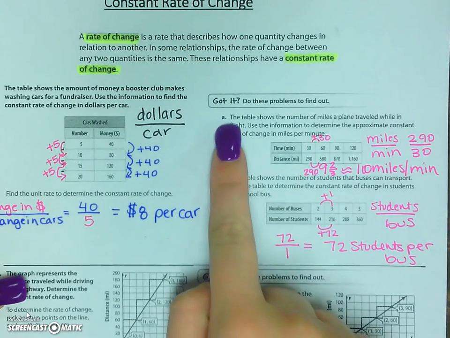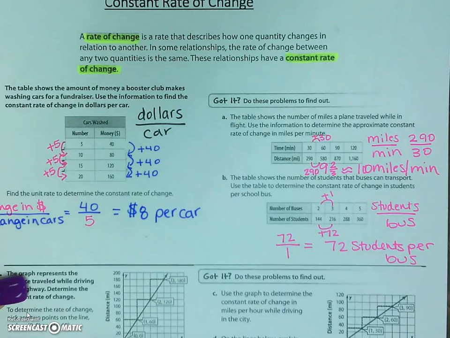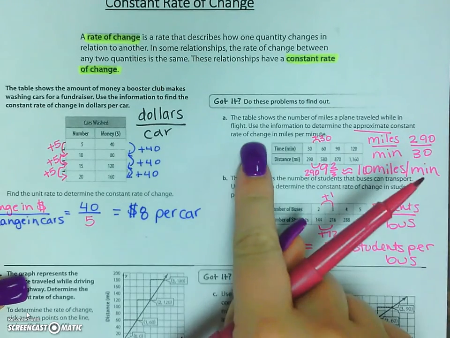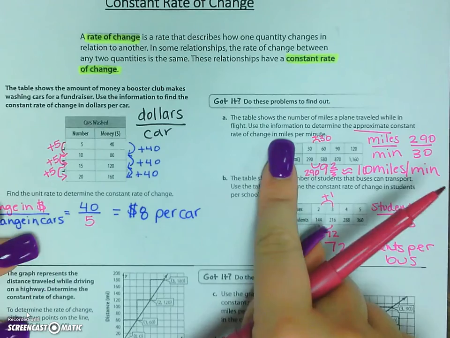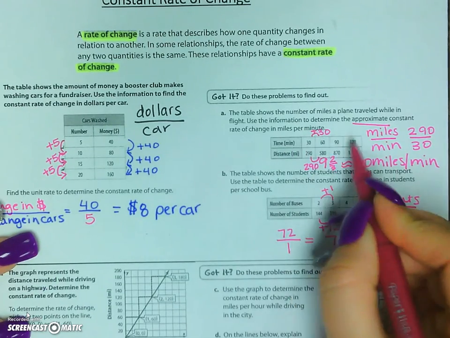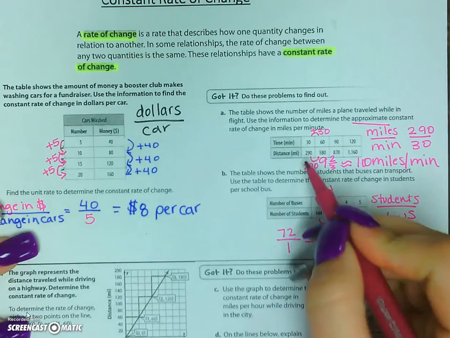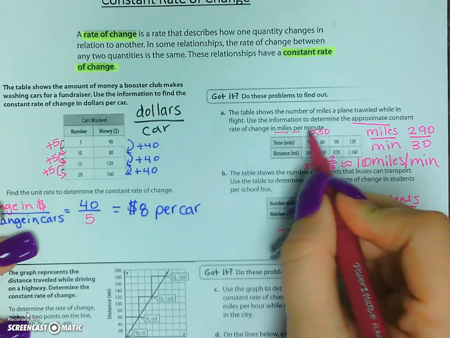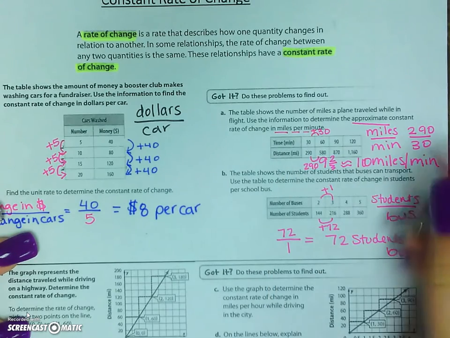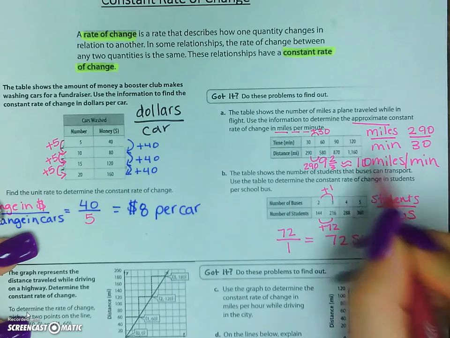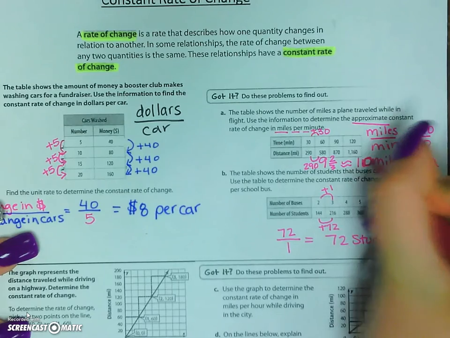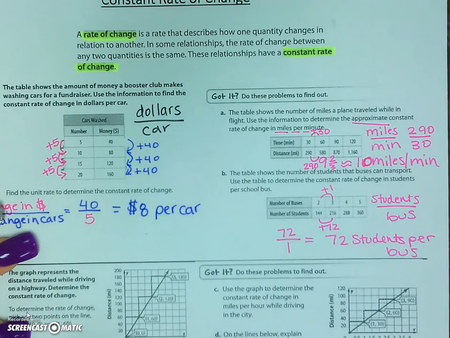So this first one says the table shows the number of miles a plane traveled while in flight. Use the information to determine the approximate, notice that word approximate, that's important, constant rate of change in miles per minute. Okay, so all I did is look at the change in time. I see it's going up 30 each time, okay? And then I look at the change in distance, it's going up 290. And since it says miles per minute, I did miles over minutes, 290 over 30. I got 9 2/3, but that word approximate means I can round. So it's 10 miles per minute, approximately, okay?